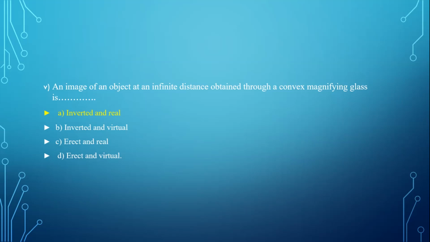See students, we have always seen that whenever an image of an object at an infinite distance is obtained through a convex magnifying glass, what do we get? We get an inverted and real image, right? So the answer is A, inverted and real.